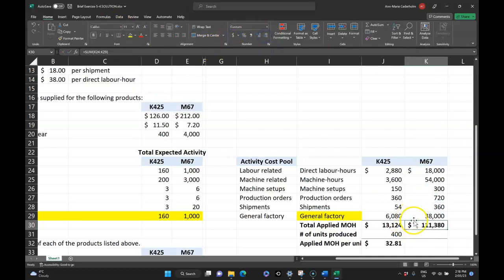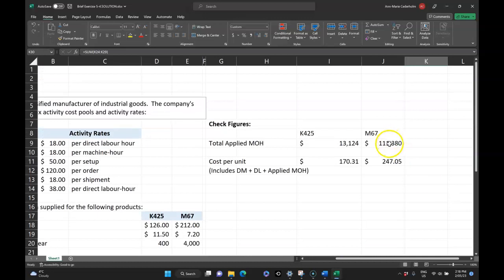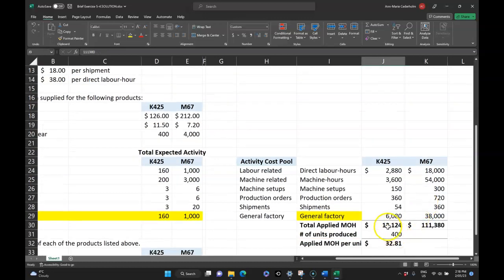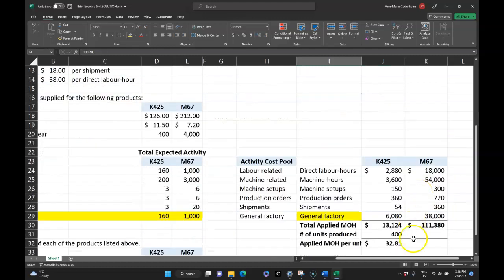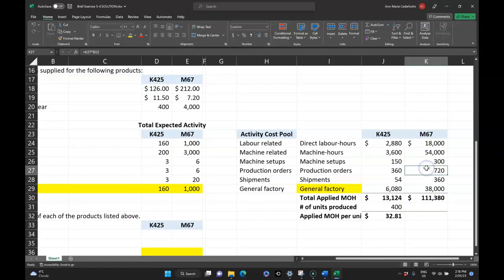So I did give check figures, so let's make sure that this one's right. 111380. Yep. And then 13124. That one's correct. So you can see how easy it is to make a mistake when we're using Excel. When we accidentally try and take the activity and multiply it by the predetermined overhead rate, we could easily take the wrong activity on the wrong line and use the wrong rate. So it's easy to make a slip up.